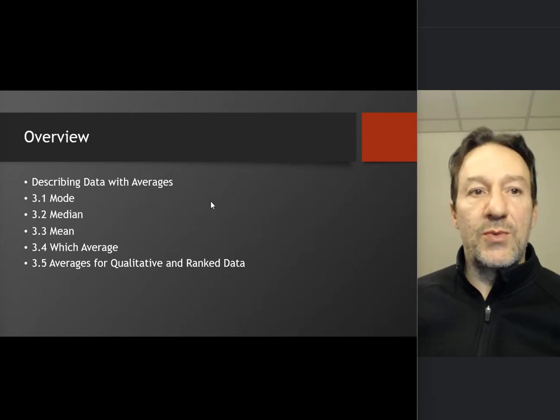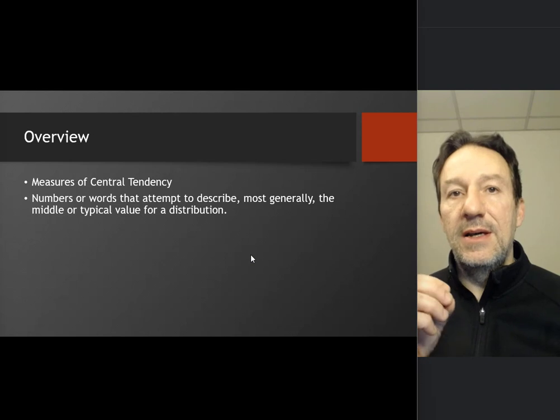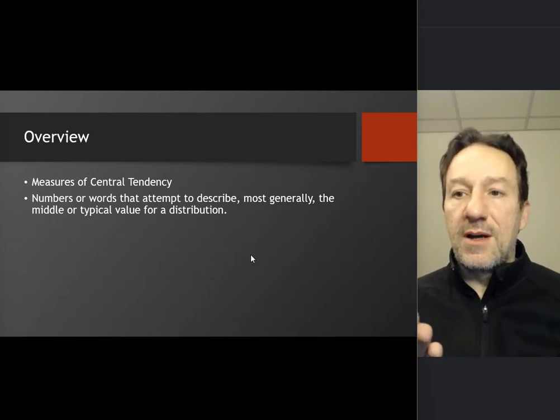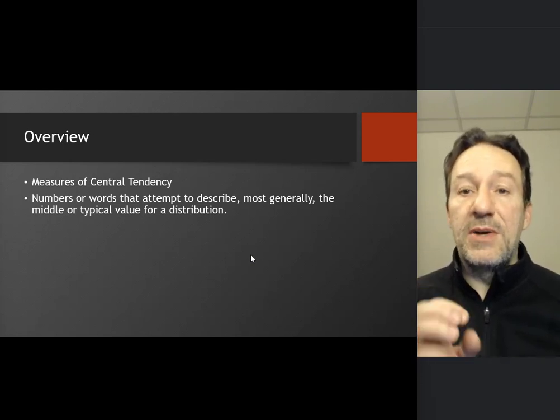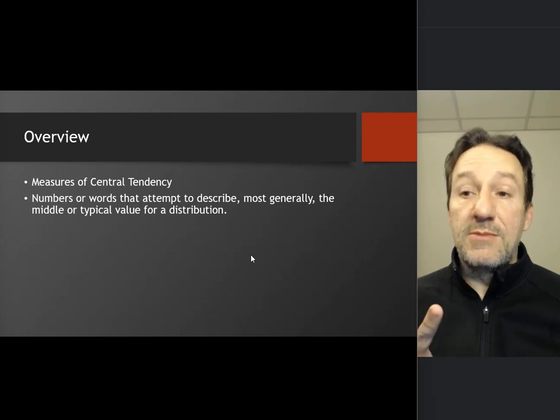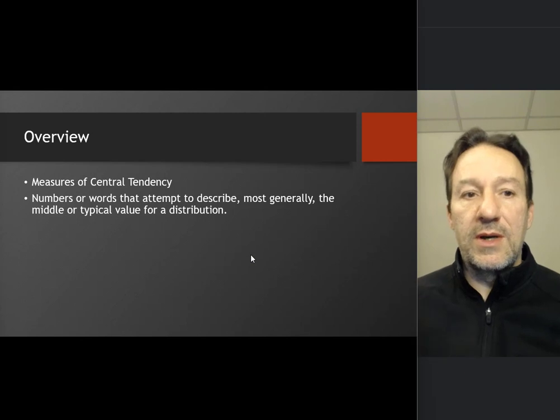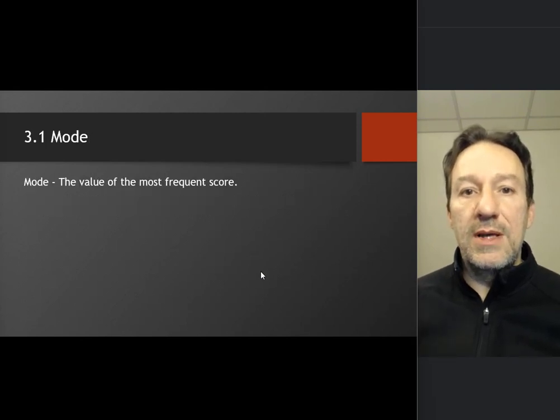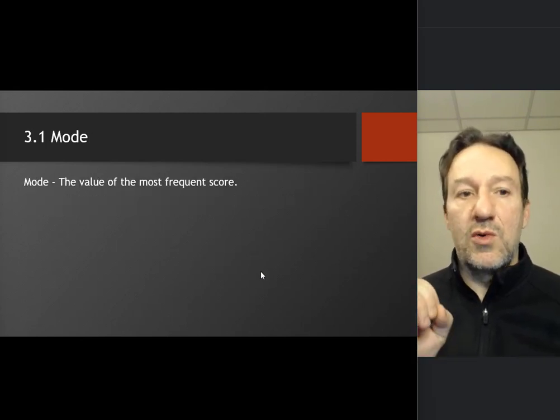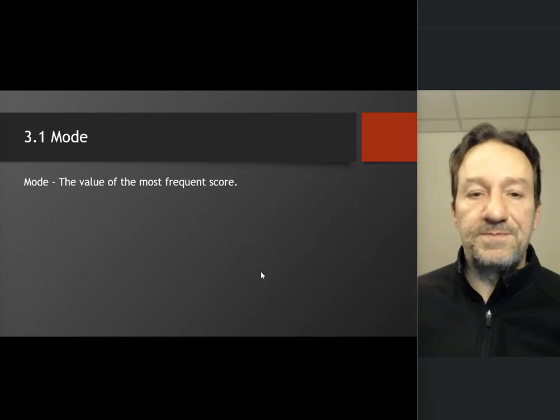All right, chapters 3 and 4, we're going to be looking at measures of central tendency. These are numbers or words that are trying to talk about the middle and/or typical value for a distribution. A lot of times we think of the average, but it can also be the mean, median, and mode. Those are the three different things that we're going to look at. The mode is the most frequent score, the one that occurs the most often.